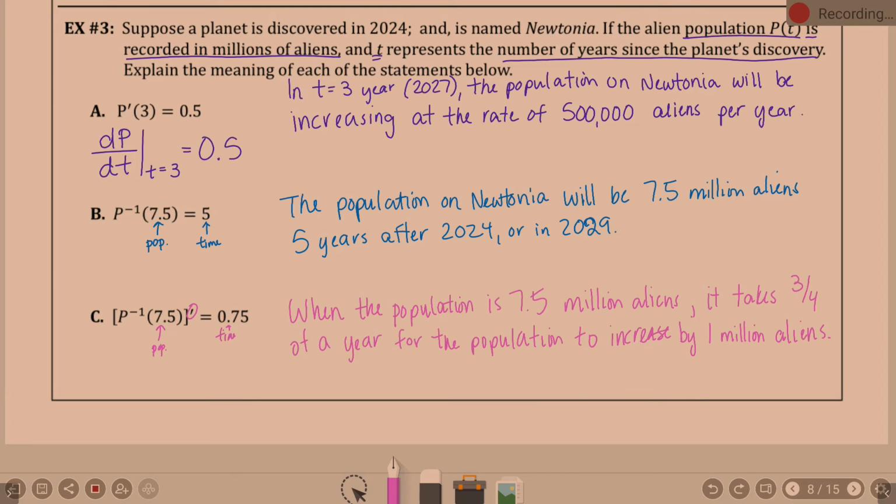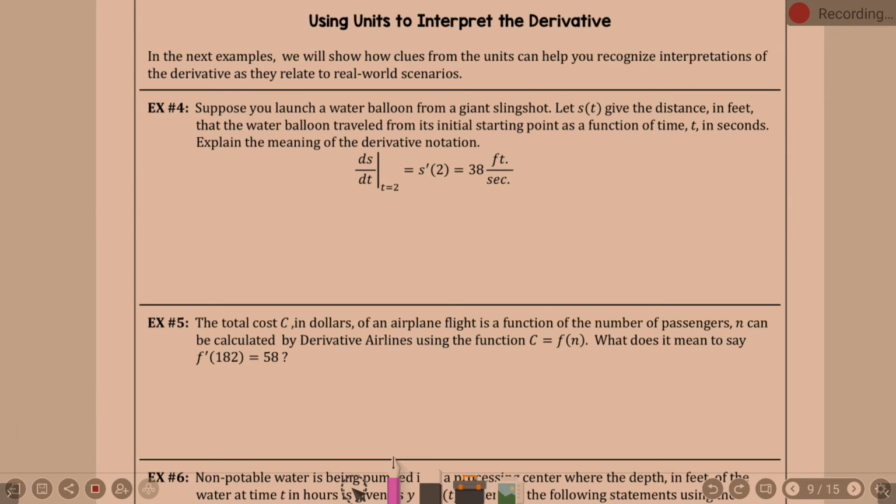Okay. Continue on a little bit more. You're getting a flavor of what you're going to be doing in homework. It's just trying to put it all in words. So, okay, the next examples will show how clues from the units can help you recognize interpretations of the derivatives as they relate to real-world scenarios.